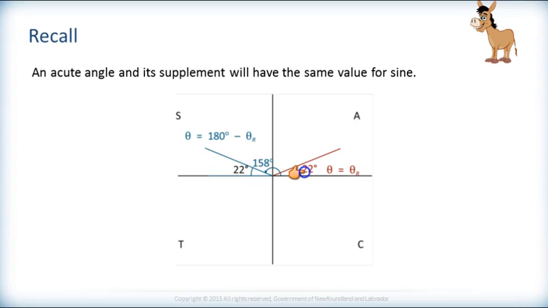Now before we apply that to any problem solving, also recall that an angle in the first quadrant with the reference angle, in this case the example is 22 degrees, that angle would have the same value for sine as 158 degrees because it has a reference of 22. And sine is positive in both quadrants.